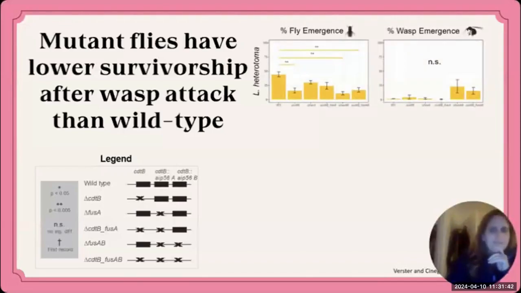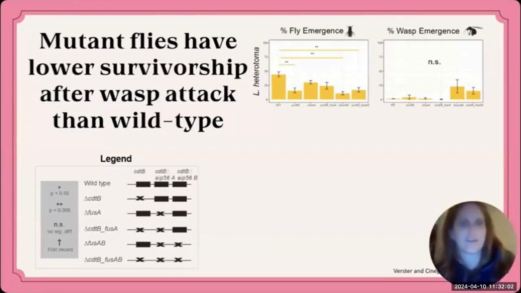Leptopilina heterotoma employs a more free-floating, more active sort of defense. We saw that the wild-type fly had the most flies emerging, and we didn't really see any difference between the wasps that emerge from the different lines. So you can see here, this over here is the wild-type fly, and this at the end is the triple knockout, which had both CDTB and the fusion proteins removed. And even though this is not significant, we see that there does seem to be more wasp emergence from this final group.